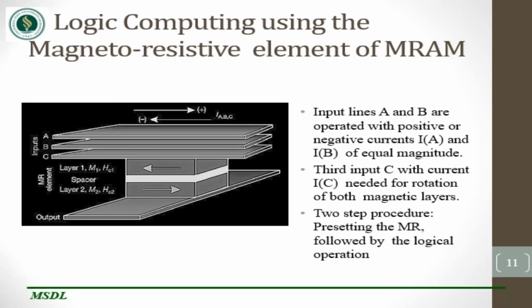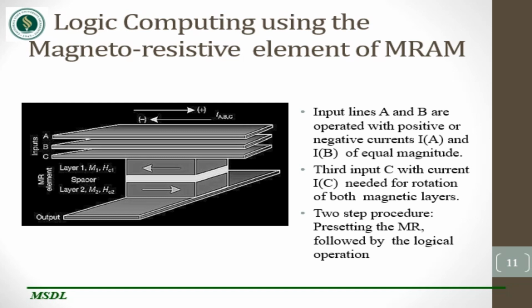Now that we have learned how MRAM works, let us explore how the magnetoresistive element of MRAM can be used for logic computing. The input lines A and B here are operated with positive or negative currents of equal magnitude. The third input C is needed for the rotation of the two magnetic layers.